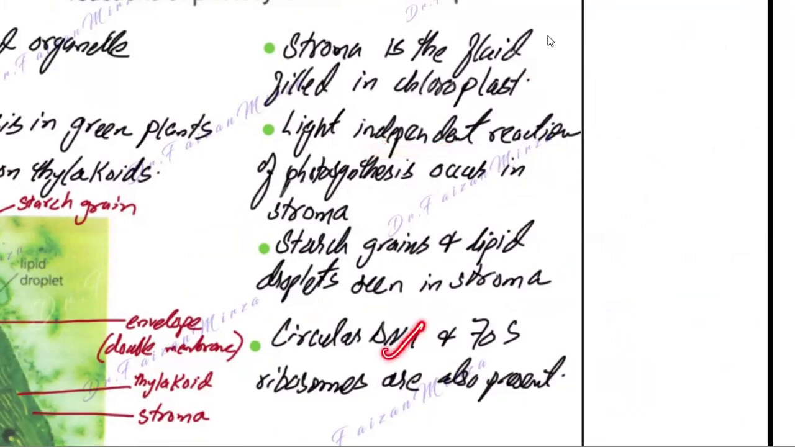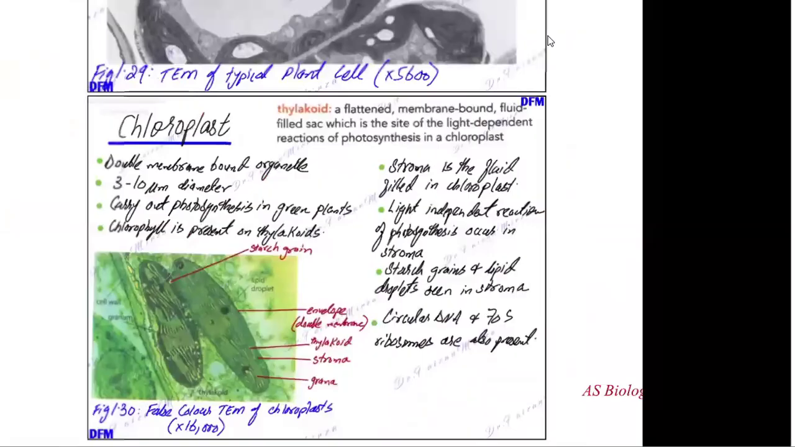The circular DNA will be present there, similar to mitochondria. It's also having 70S ribosomes, pretty much similar to mitochondria, and they can carry out their own protein synthesis.